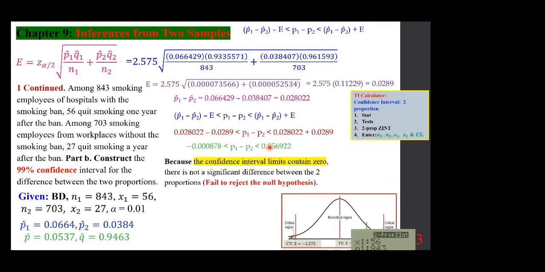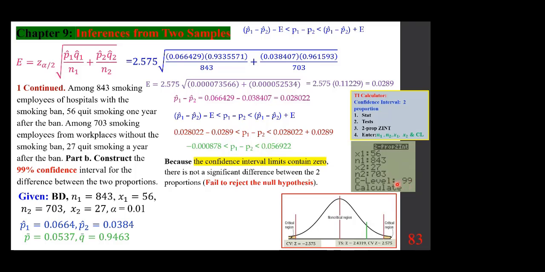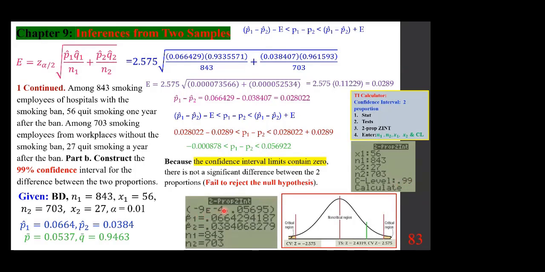Let's look at technology. If you use the technology, confidence level of 0.99, this is what you get. Again, negative 9 E to the power of minus 4. That means you put 3 zeros to the left of 9, 0.0009, which is almost the same as this number with a negative sign. And the right side, 0.056922. Again, slightly different because the calculator uses a lot more decimals than we do.